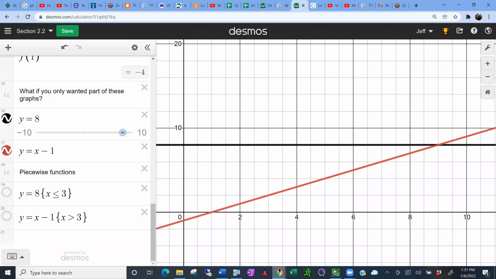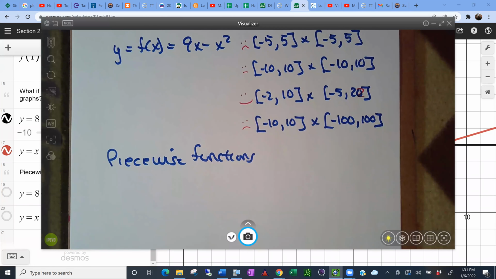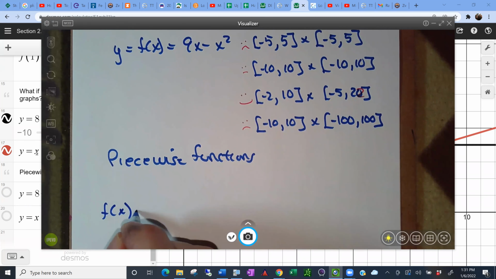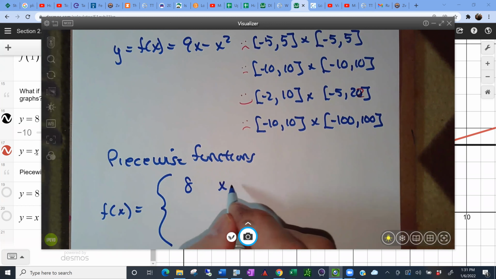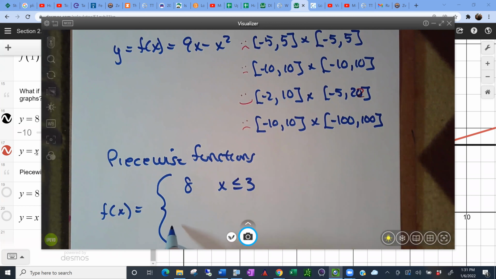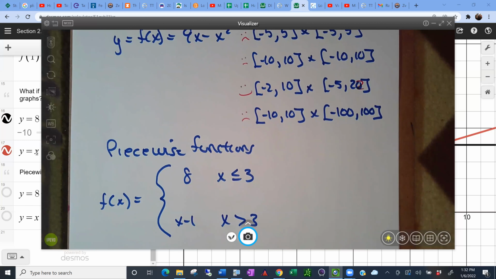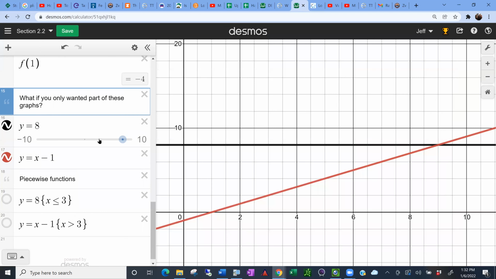So let's take a look at the piecewise function, or similar to one that you're going to have to deal with in the homework, which is f of x, which is 8, as long as x is less than or equal to 3, and x minus 1 for x greater than 3. So really what I want is this. I don't want this entire line. I only want to draw it up until right here, x equals 3.